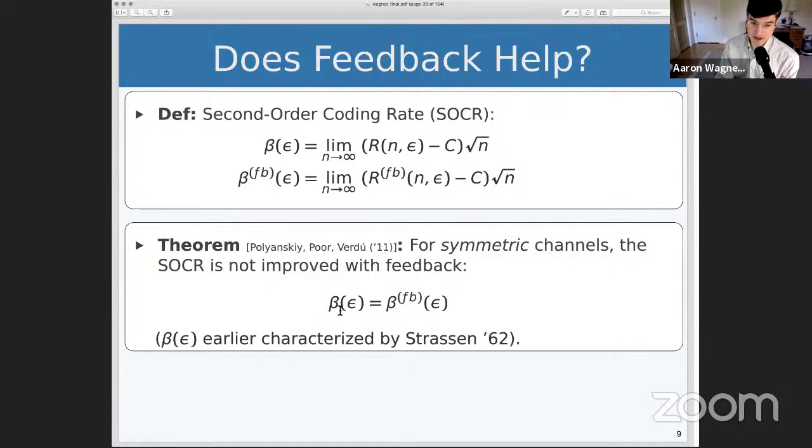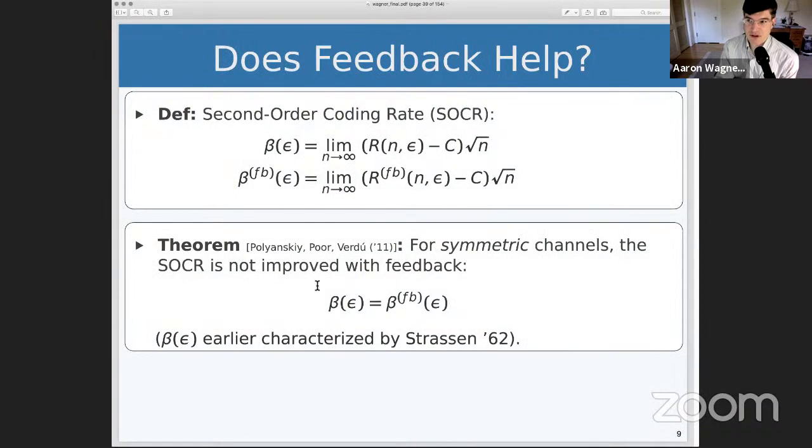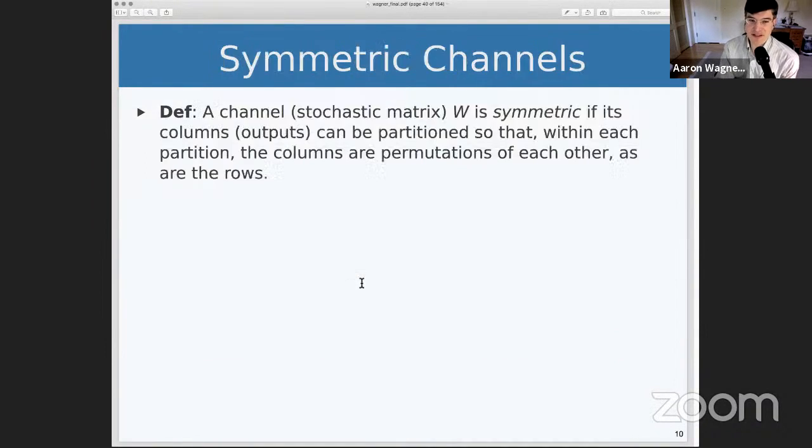2011, and the non-feedback case was earlier characterized by Strassen in '62. And I defined symmetric channels on Wednesday. Let's do it again for good measure. By the way, this is a stronger notion of symmetry than's really needed to prove this result. I'm a bit understating the theorem here of Polyanskiy et al., but it gets the point across.